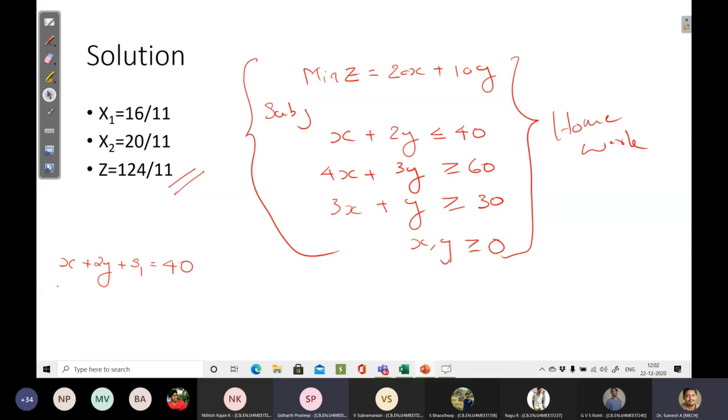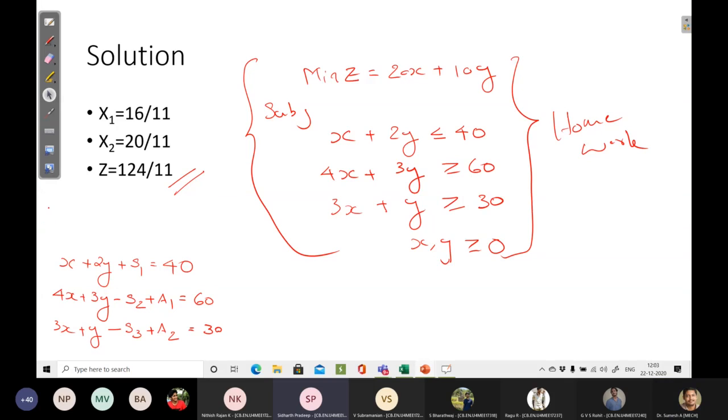Constraint number 2: 4x plus 3y minus s2 plus a1 equals 60. Third one: 3x plus y minus s3 plus a2 equals 30. And the objective function.